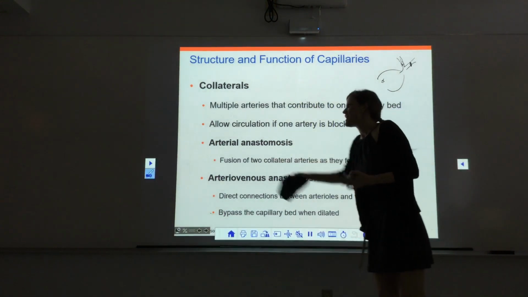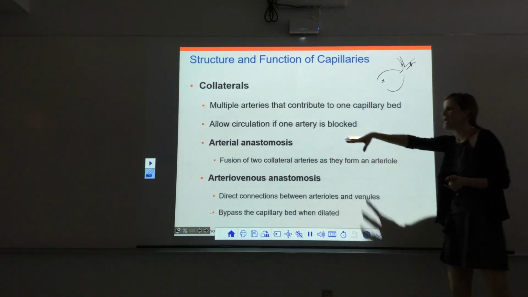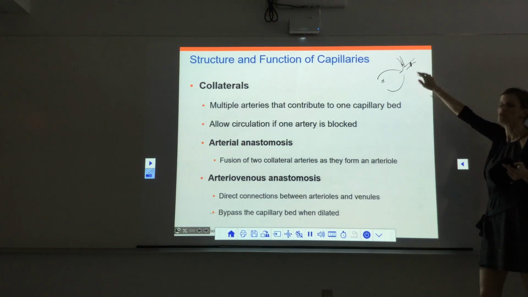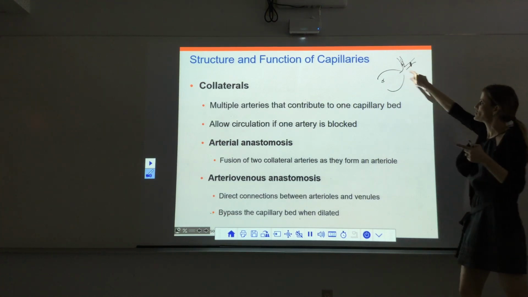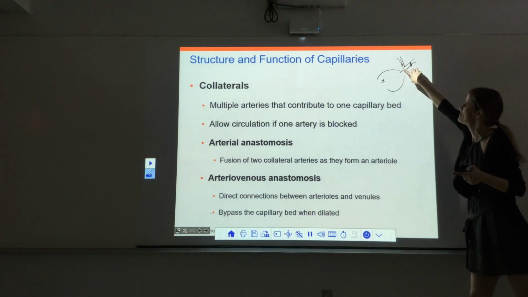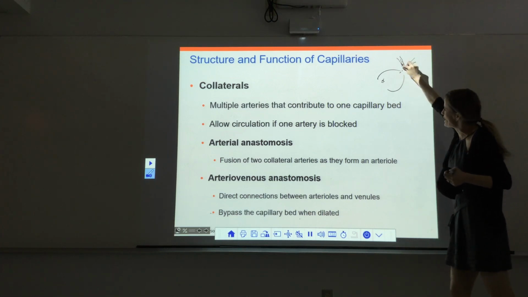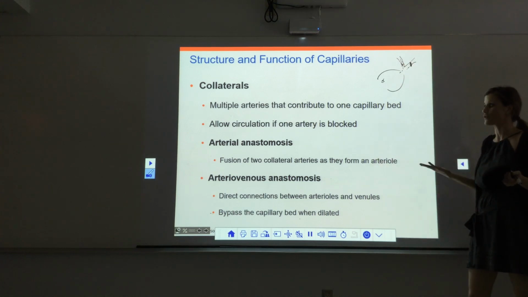An arterial anastomosis is where the connection comes between the arteries. So where the two collateral arteries come in to form an arteriole, that's the anastomosis. That's the connection between the two as they fuse together.